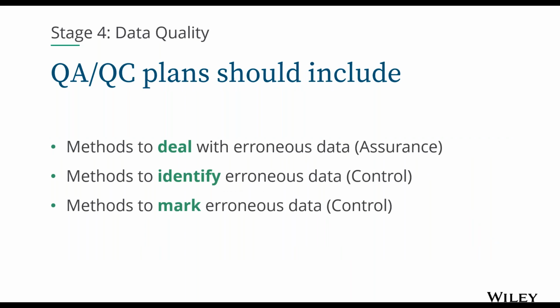And a QA/QC plan should include methods to deal with erroneous data, so that would be assurance, methods to identify erroneous data, that's control, and another part of control is methods to mark that erroneous data. So how you would flag it. So let me give you an example.